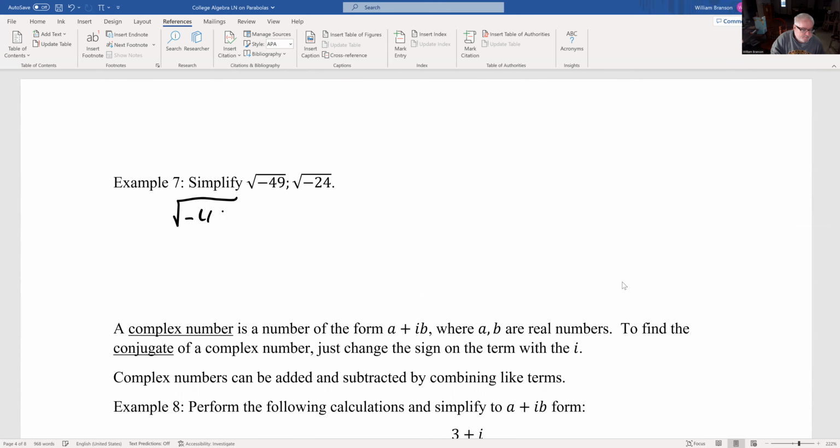Well, the square root of minus 49 is minus 1 times 49. And so I'm going to abuse notation a little bit here and say this is this.